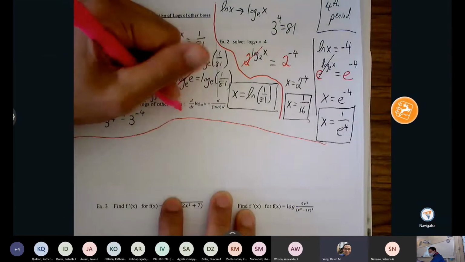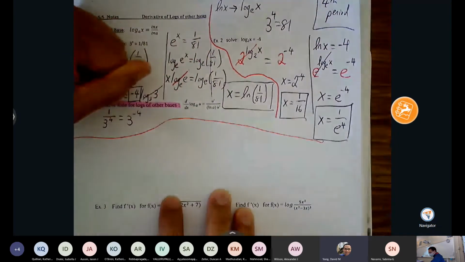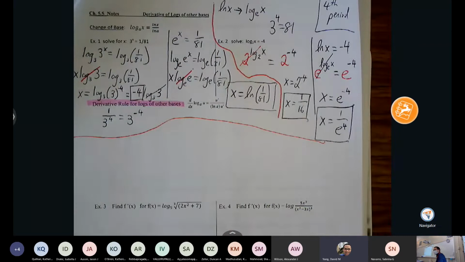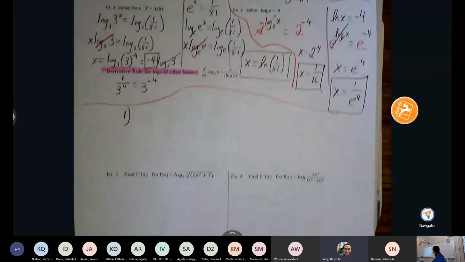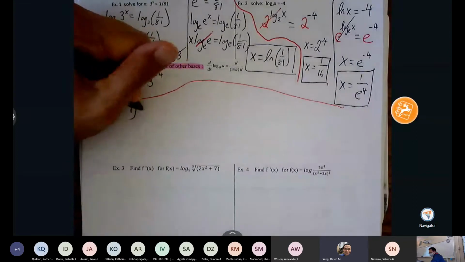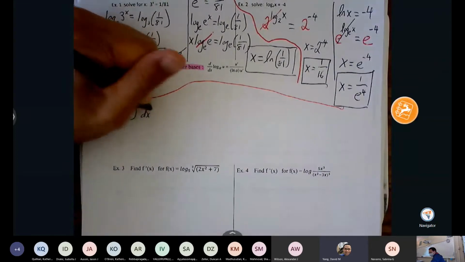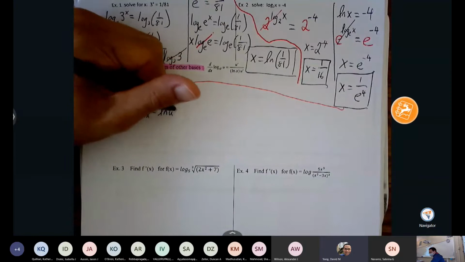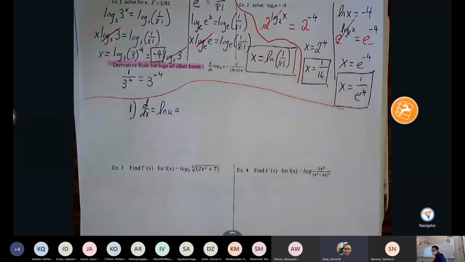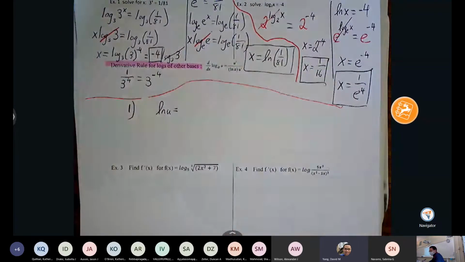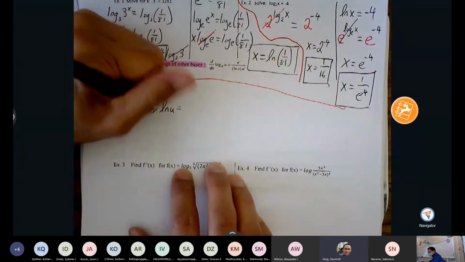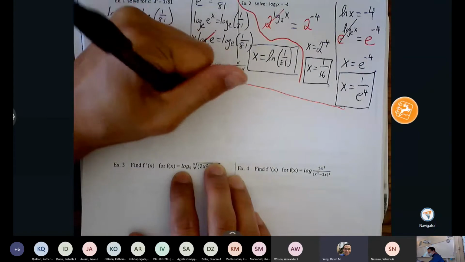So in a similar way, when we talk about derivatives of bases other than e, there's also going to be a connection with the rules that we already know how to use. Let me start with something that we recognize: natural log of u, right? The derivative of natural log of u is just a nice, clean u prime over u. So d over dx of natural log of u is just u prime over u, right? We know that.